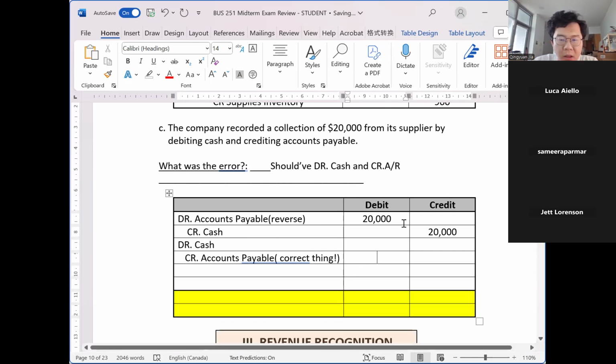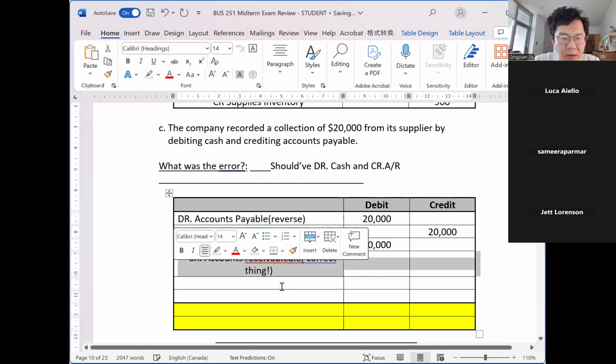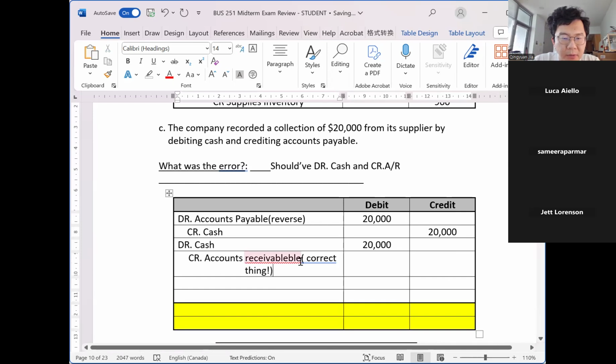And the amount is still the same because we are collecting money, right? So we will debit cash to show that cash goes up and credit receivable. My bad. Account receivable.